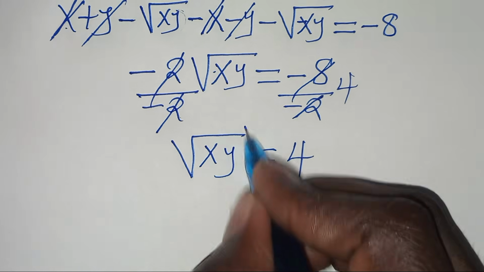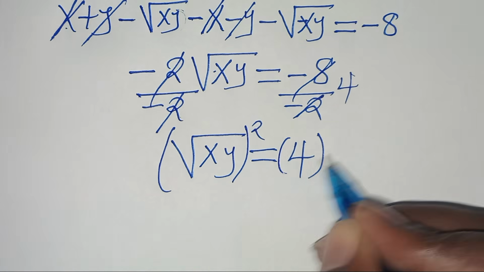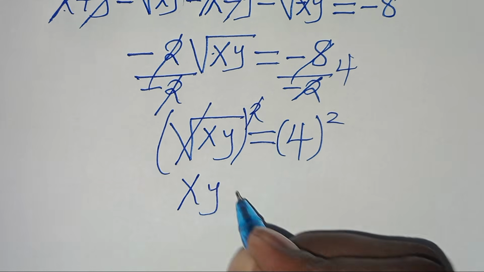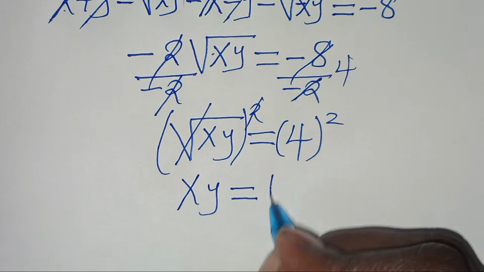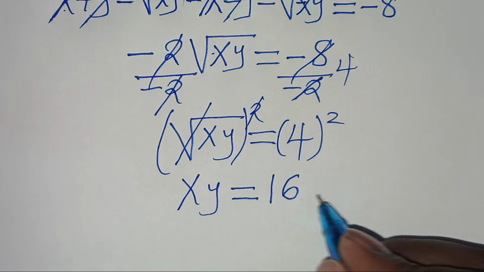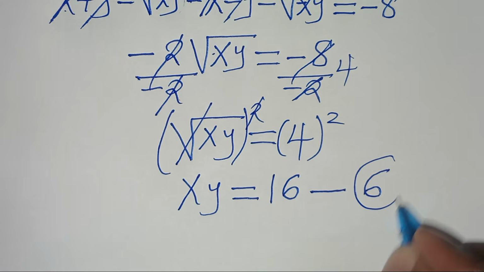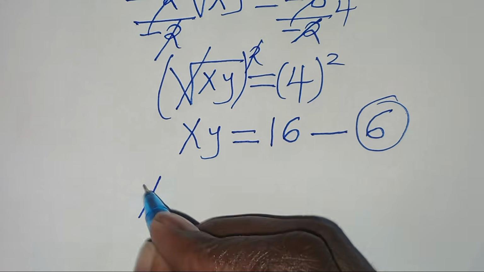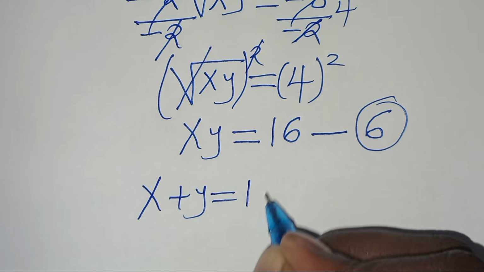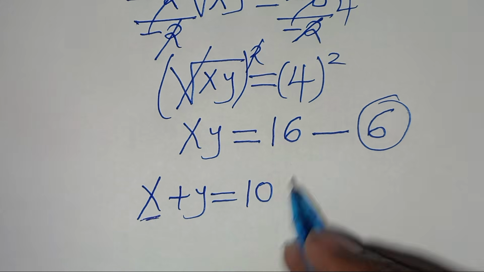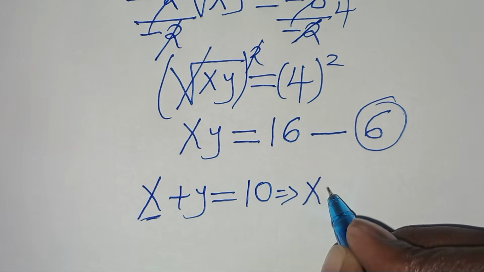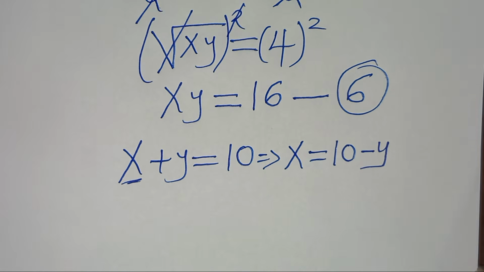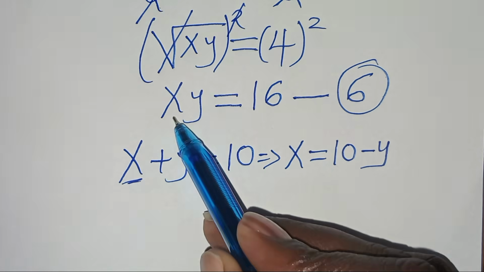The next step is to square on both sides from here, so that now we eliminate the square root sign, and this means that xy is equal to 4 squared, which is equal to 16. Let's call this equation 6. Now from equation 5, which is x plus y equals 10, let's make x the subject of the formula so that we have x is equal to 10 minus y. So let's substitute x in equation 6.